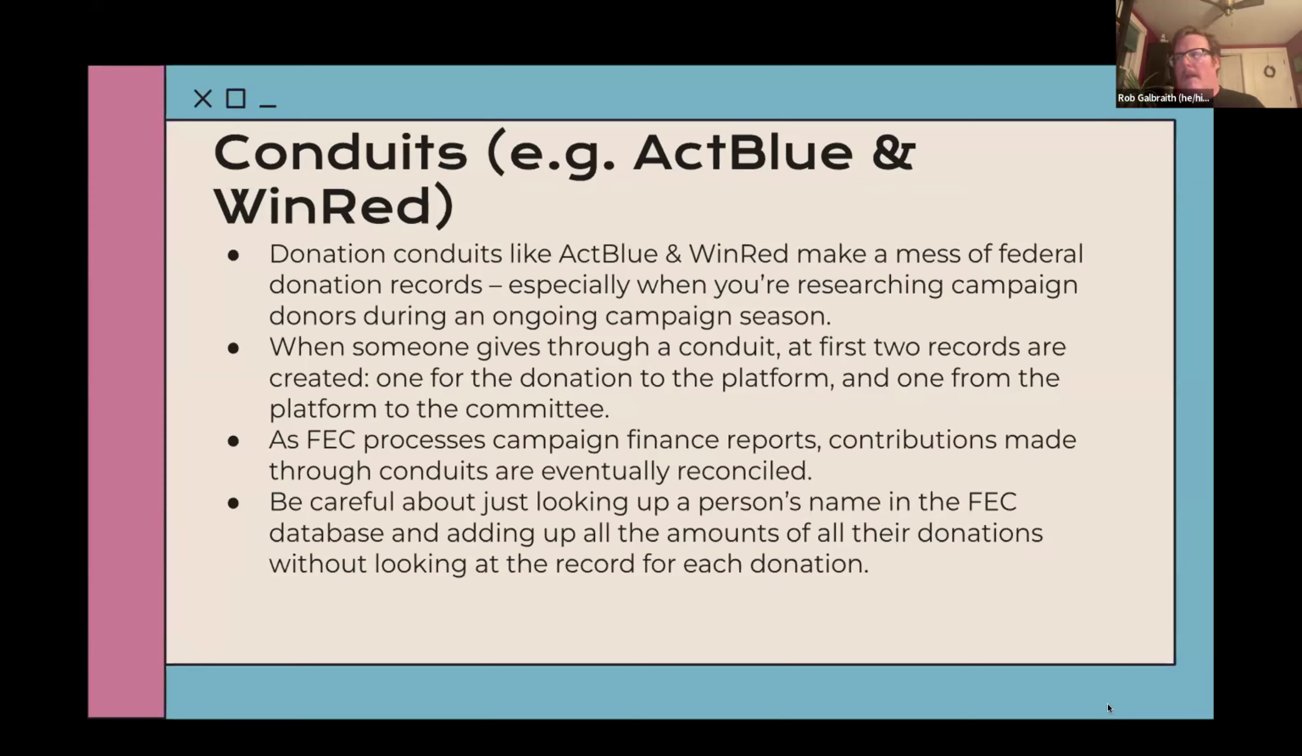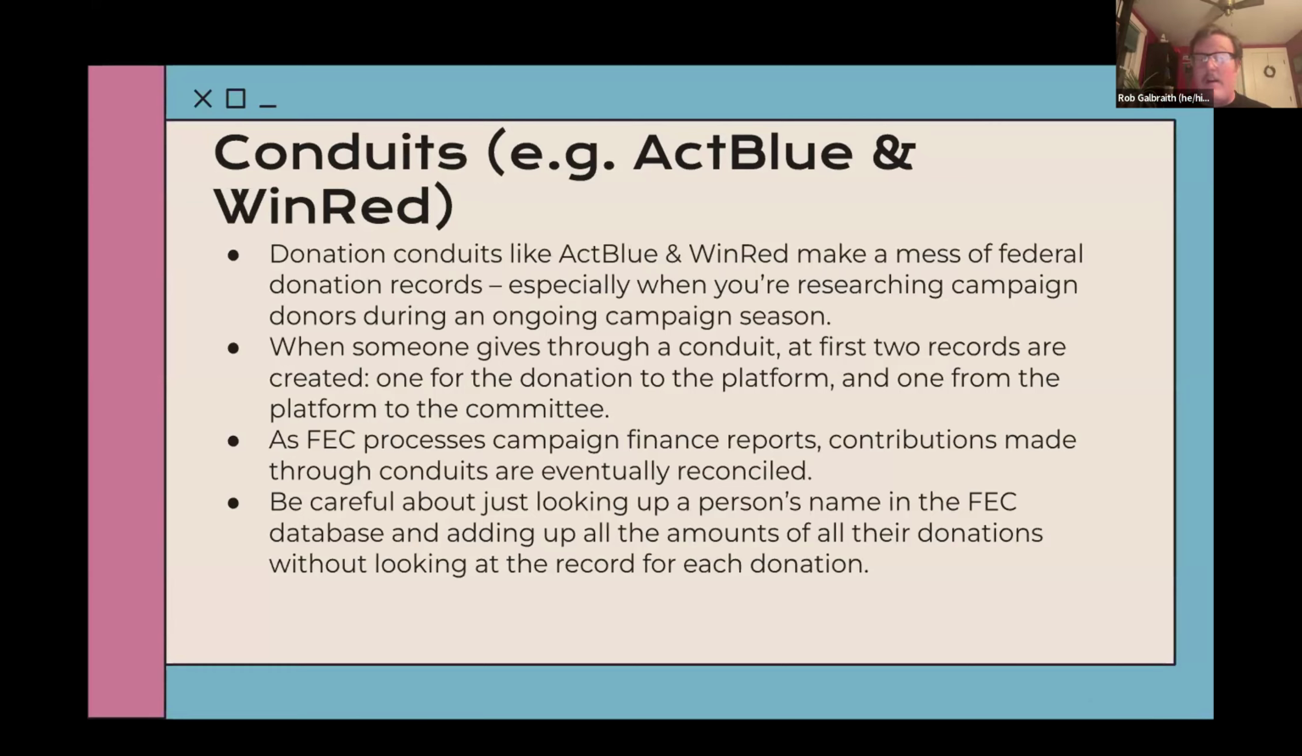So basically, the problem is that you cannot just search someone's name, go to that export button, download the whole thing, find the amount column, and add it all up real fast to get an accurate number. If they're giving any money through these conduits, especially recent donations, you're probably going to double count them. And there are a few ways that you can handle this.